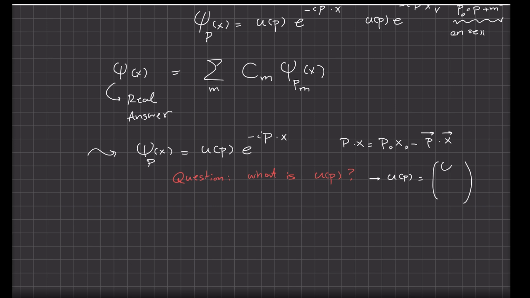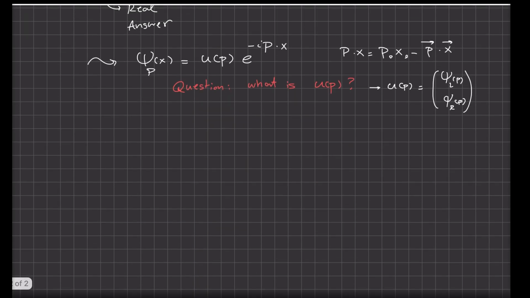So u of p is a spinor with two rows and one column. We write it down as right-handed and left-handed components, as we explained last week. These right-handed and left-handed terms can be coupled through mass. If there is no mass, there is no coupling.